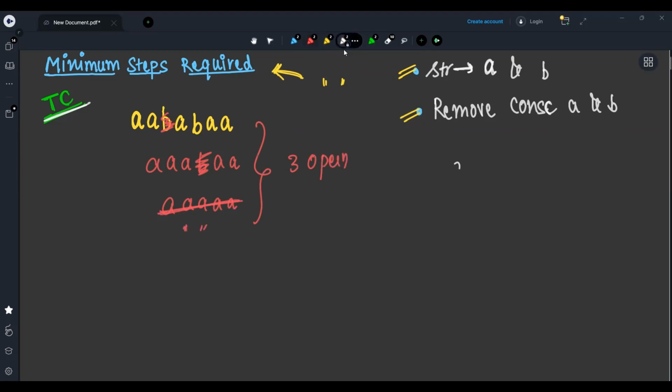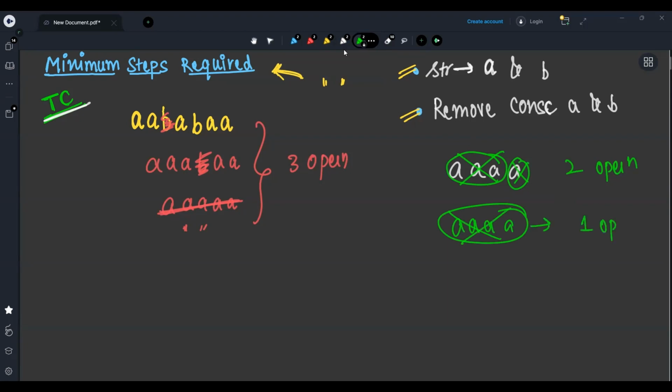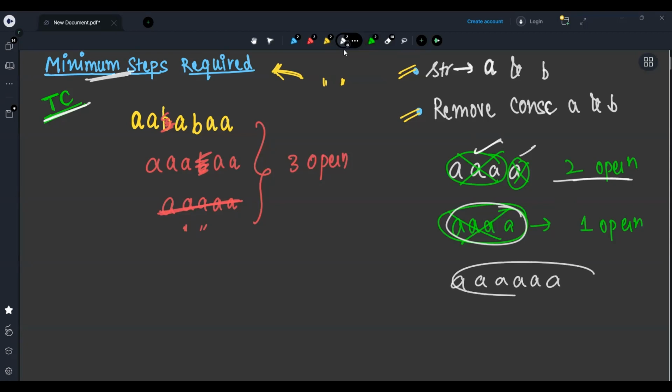Now the first thing that we have to understand: let's say I take 4A. Now, if I remove these three A's, then I remove this one, how many operations do I take? Two operations. Now, if I remove these four A's, it will take one operation. So it is always better to remove all A's at once. Why should I take an extra operation? I have to find the minimum, but I am taking extra. So whenever I find a consecutive set of elements, I will remove all of them, not in-between elements like 3 or 2. I will take all elements and remove.